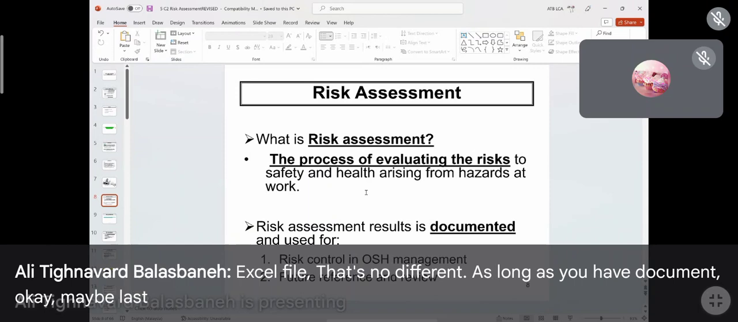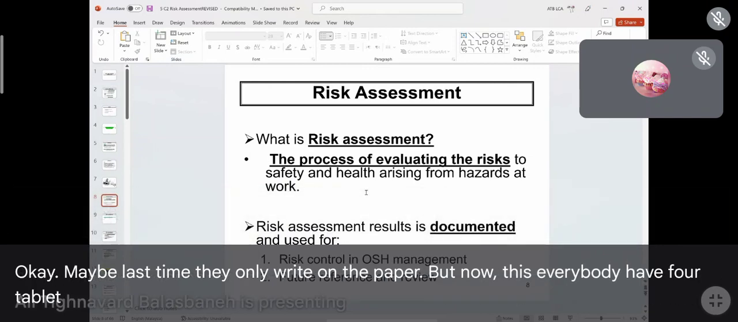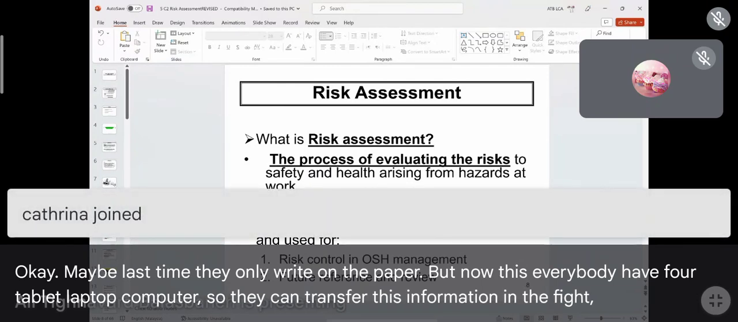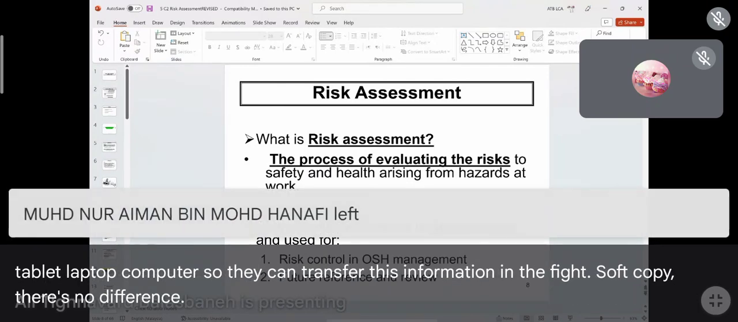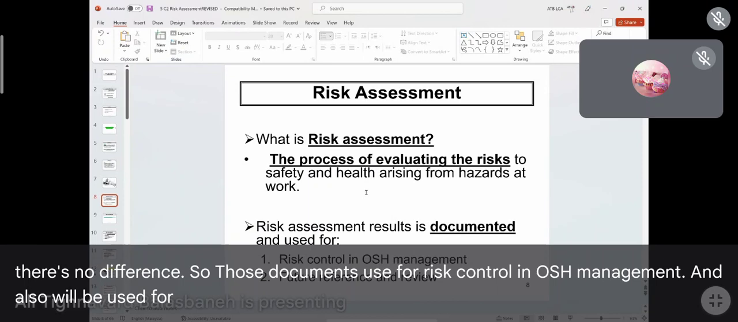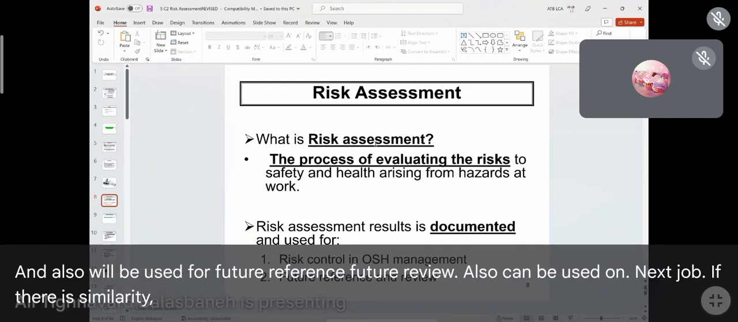Maybe in the past they only wrote on paper, but nowadays everybody has a phone, tablet, laptop, computer, so they can transfer this information into a file, soft copy. There's no difference. So those documents are used for risk control in OSH management, and will also be used for future reference, future review, and can be used on the next job, if there is similarity between the current job and a future project.